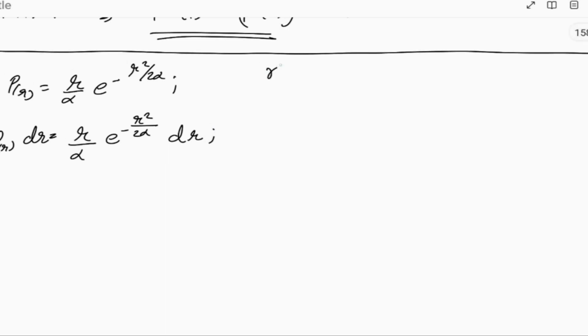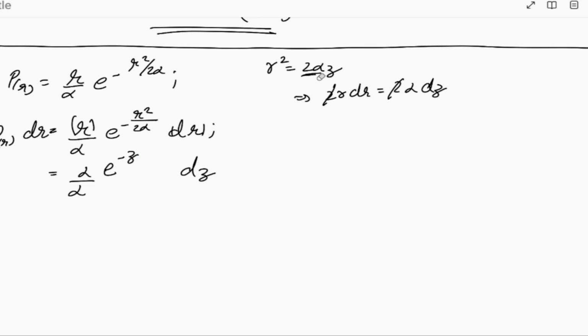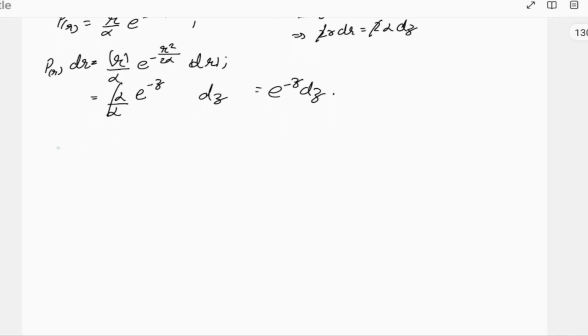Now I'll go ahead and make this substitution. R squared equals alpha z, so that means 2r dr becomes 2 alpha dz, or r dr is alpha dz. So r dr becomes alpha dz, and I had this alpha here already, and r squared becomes 2 alpha z divided by 2 alpha, so that's just z, and this alpha cancels out, so I get e minus z dz.